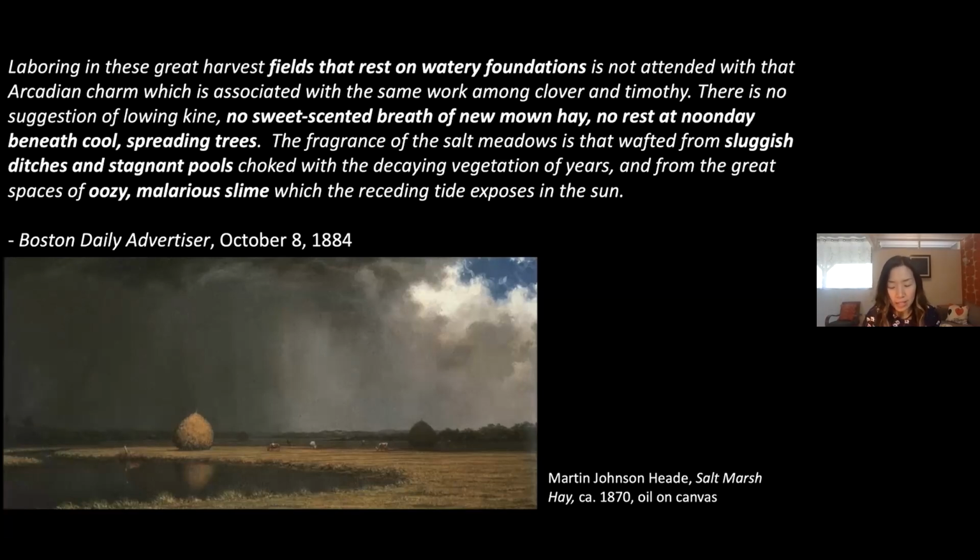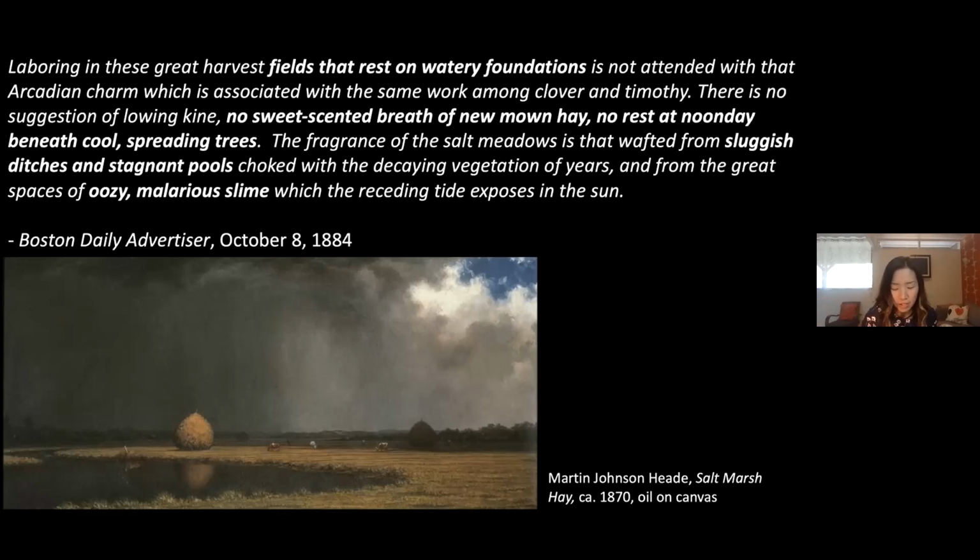Instead, he says, of the sweet scented breath of fresh mown hay, or the rest beneath cool spreading trees, that sort of image of the ideal agrarian setting, we have on the salt marsh what he describes as sluggish ditches and stagnant pools and oozy malarious slime.